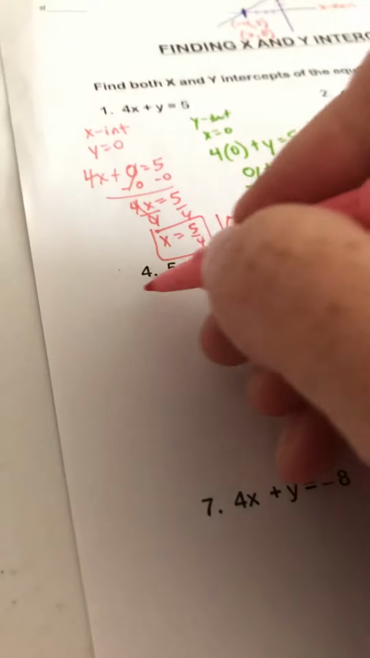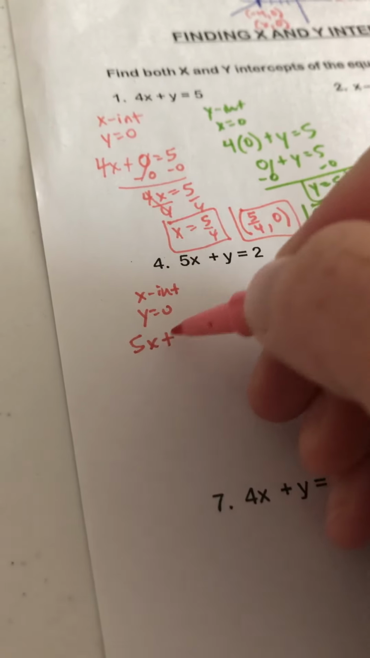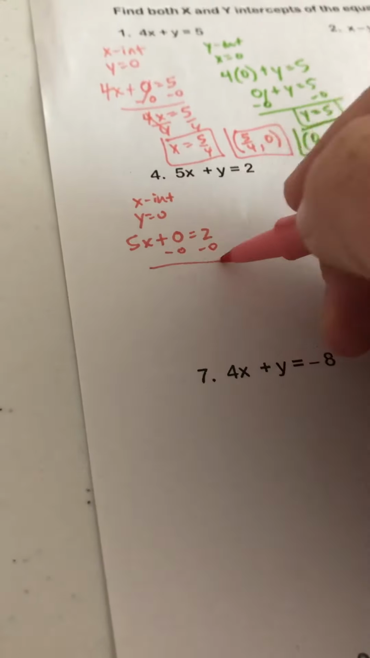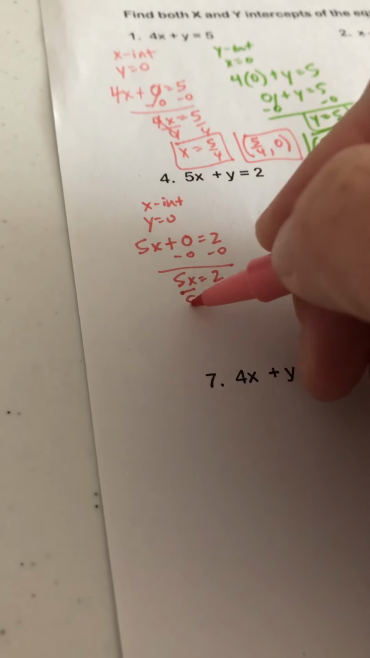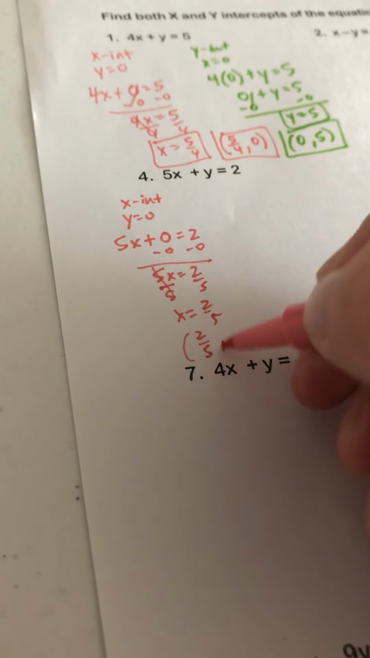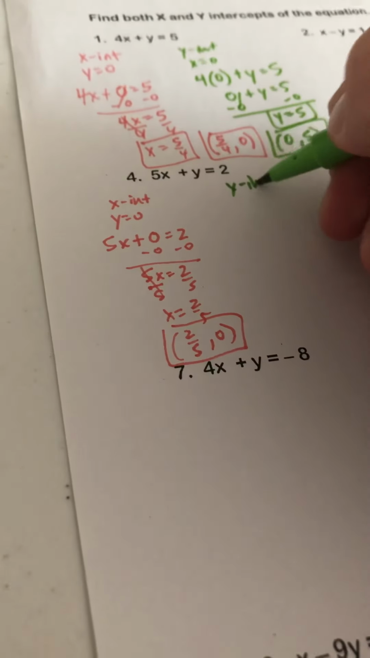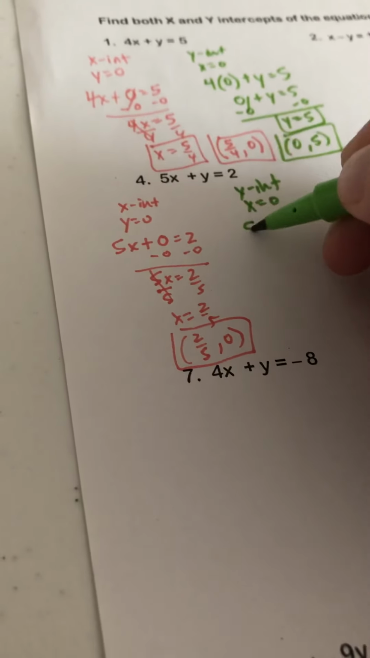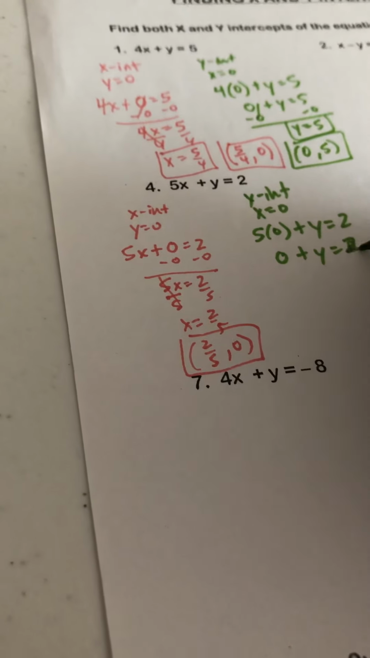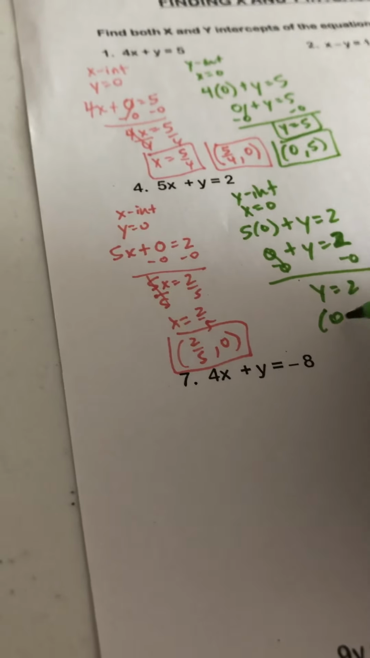So again, if I want the X-intercept, I'm going to put 0 in for Y. So I have a 5x plus Y. So I'm going to do 5x plus 0 equals 2. Going to show my work. Just subtract that 0. Divide by 5. And so x equals 2/5, or 2/5, 0. Looking at my next one, if I want the Y-intercept, I'm going to put 0 in for x. So 5 times 0 plus y equals 2. Oops, sorry. And so we would subtract the 0, and y would equal 2. So 0, 2.